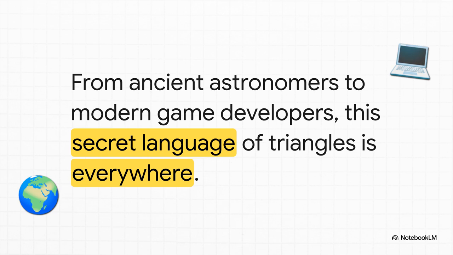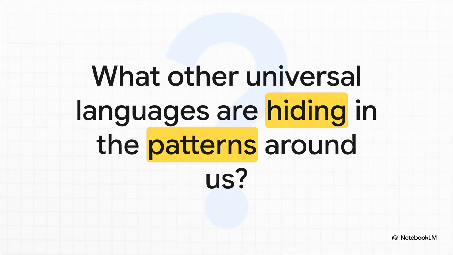So what's the big takeaway here? It's that this secret language that started as a way for ancient thinkers to map the heavens has become this totally essential tool that literally builds and shapes our modern world. From ancient stargazers to today's game developers, the language of triangles is truly universal. It really makes you wonder, right? If a simple shape like the triangle holds such a powerful code for understanding the universe, what other universal languages are still out there, hiding in the patterns all around us, just waiting for us to discover them?